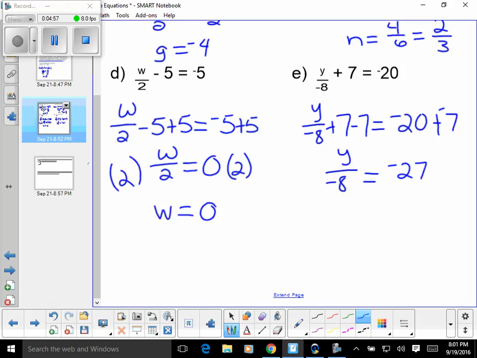I need to multiply by the negative 8, undo that division. Negative times negative is positive, and 27 times 8 is 216.